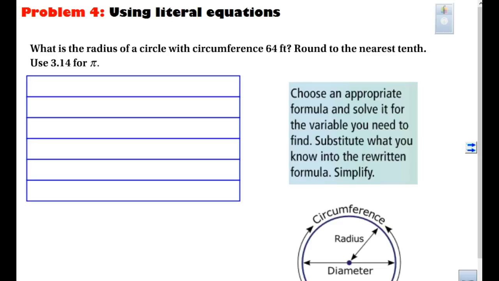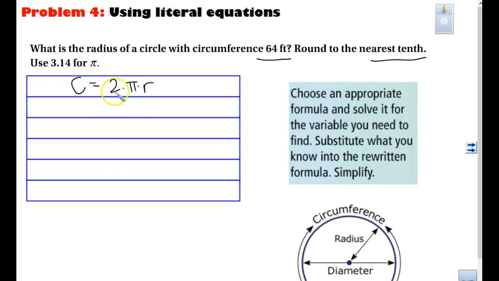In this one, we need that formula for circumference. So you're going to start with that. Please write down C equals, circumference is equal to 2 times pi times radius. Now we usually don't put the dots in there for multiplication. If you like those, put them in. Okay. So keeping in mind our radius and our diameter, it says, what is the radius if we know the circumference is 64? Round to the nearest tenth, use 3.14 for pi.